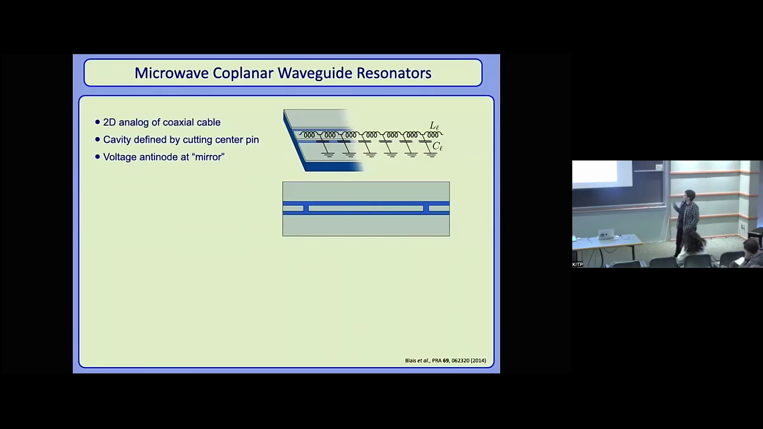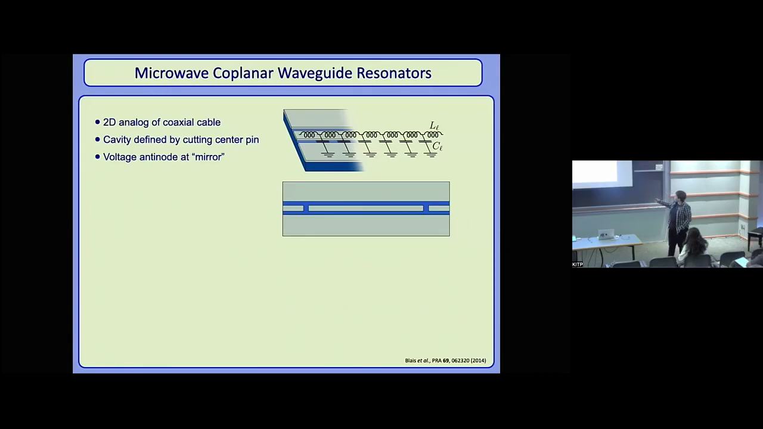Half of our toolkit is superconducting microwave cavities, and the kind that I'm going to focus on today is the coplanar waveguide cavity. This is the basic structure that we make things out of. You should think of it as a two-dimensional version of a coaxial cable where there's a center pin and two ground planes on either side, and that guides microwave photons along the chip.